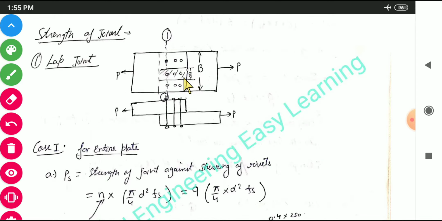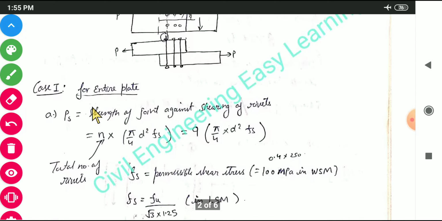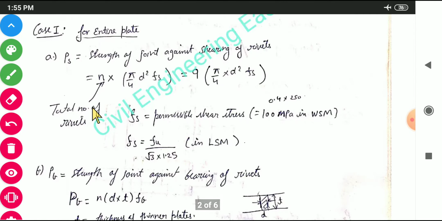Fine. So first we'll be taking the case 1, that is the strength for the entire plate. You will have to notice that we will be taking only three strengths: one is against shearing, next is bearing, and tearing. Whichever is the least will be the strength of the joint.